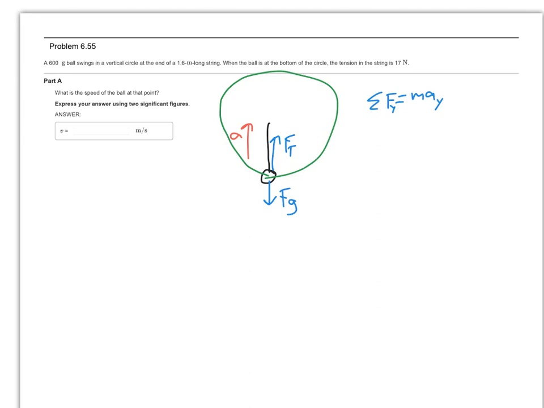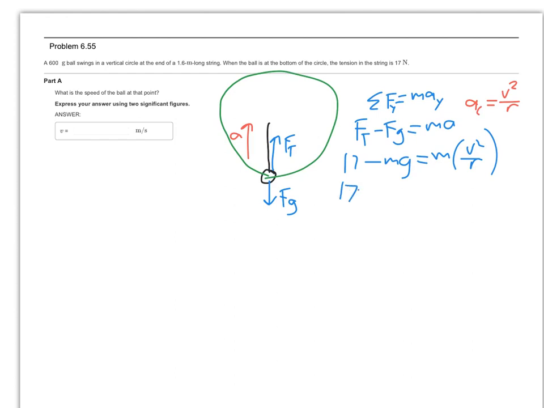Setting up my F equals ma in the y direction here, I'm going to have Ft minus Fg equals ma. My tension I know is 17 minus mg. That's going to be equal to m times v squared over r. And that just comes from the fact that centripetal acceleration, when we're moving in a circle, can be found with v squared over r. I substitute in for my mass, which is, be careful here, it's 0.6.